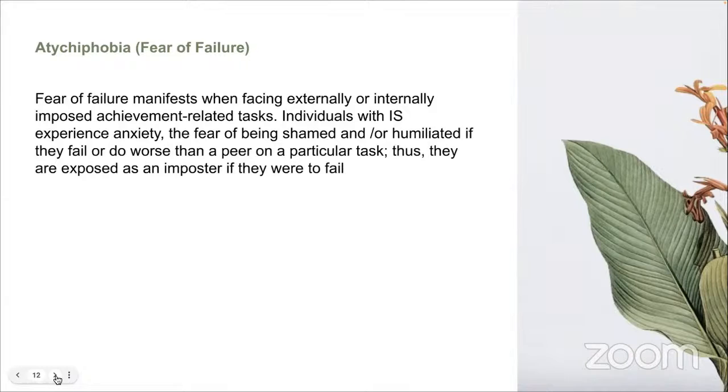Individuals with imposter syndrome experience anxiety, fear of being shamed or humiliated if they fail or do worse than they appear on a particular task. Thus, they are exposed as an imposter if they were to fail.